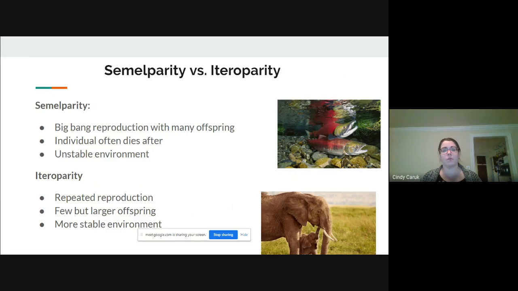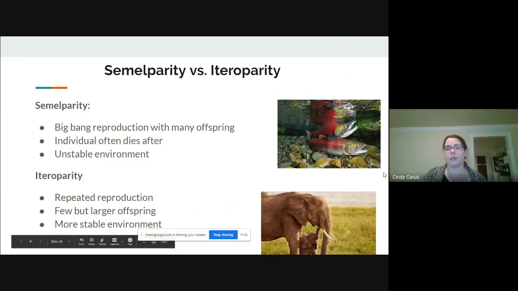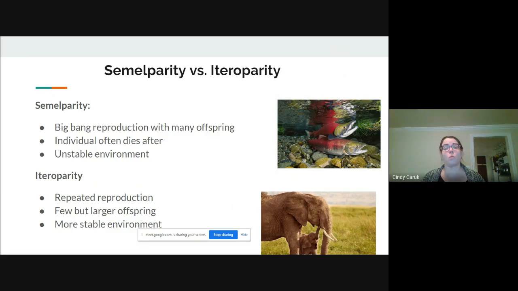Semelparity is a big bang reproduction. You grow up fairly quickly, have lots of offspring, and you usually die. A good example is these salmon here. Iteroparity is repeated reproduction, but you have a few offspring over the course of your lifetime. Often they're larger, in a more stable environment, and you're going to see much more parental care. You're really not getting parental care with semelparity, but with iteroparity, parental care.